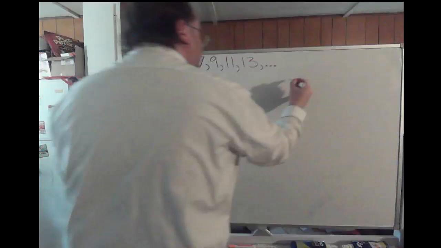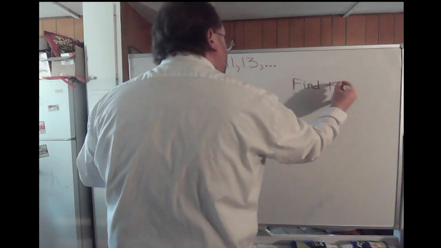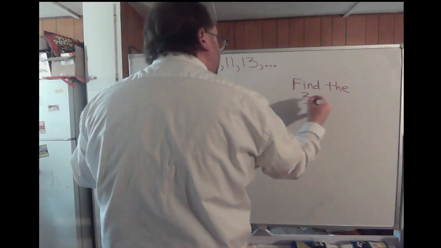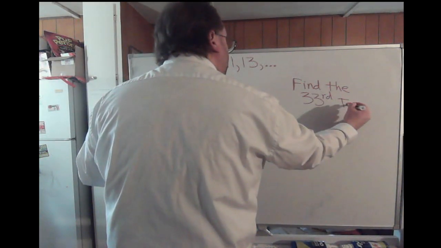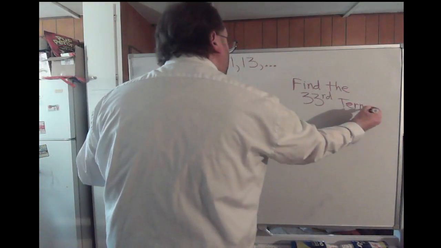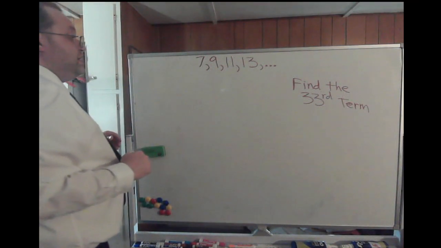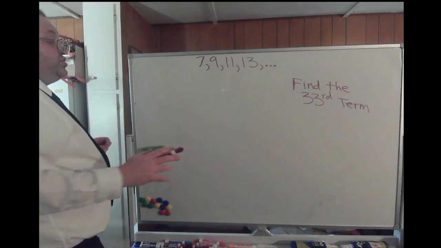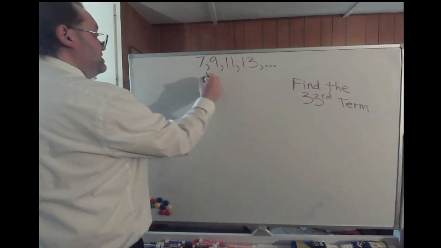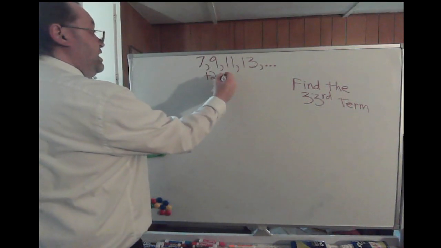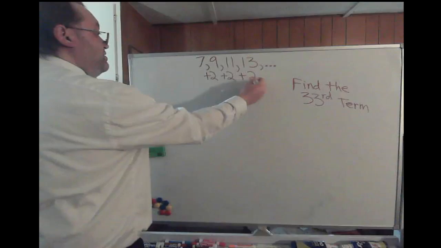They want you to find the 33rd term. So you've got to find the 33rd term of this sequence. Of course, you first start out figuring out your common difference. From 7 to 9, that's plus 2. From 9 to 11, that's another plus 2. From 11 to 13, that's another plus 2.